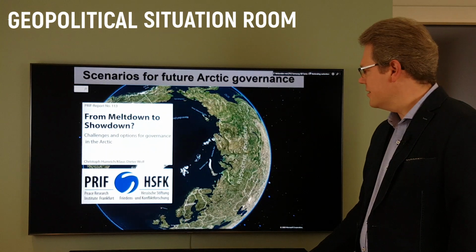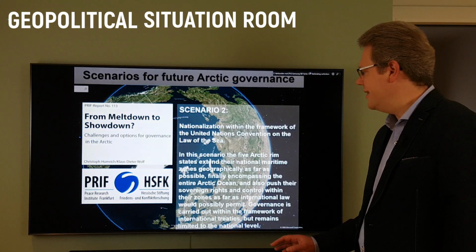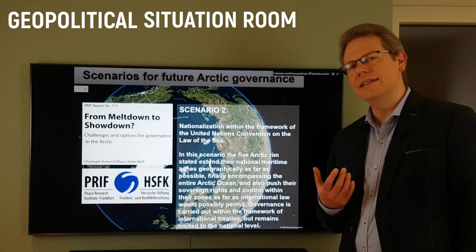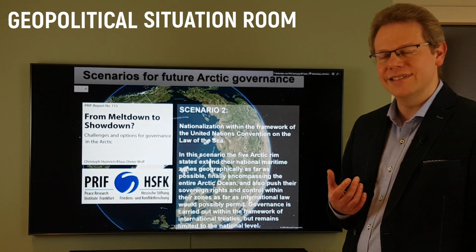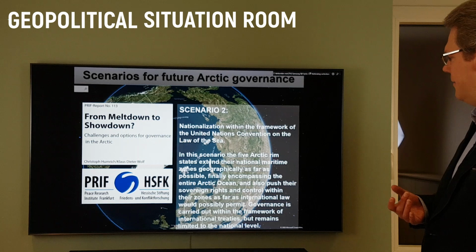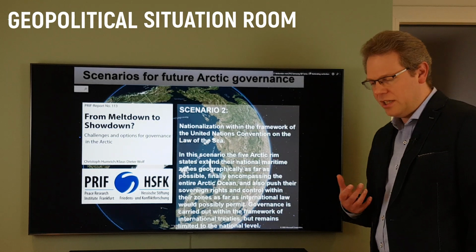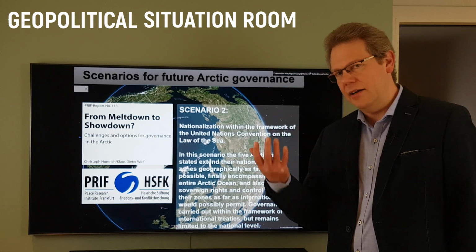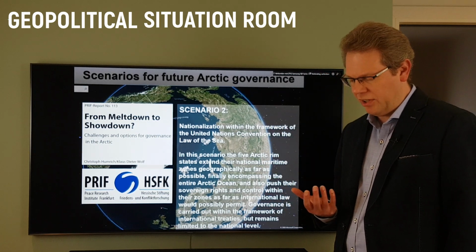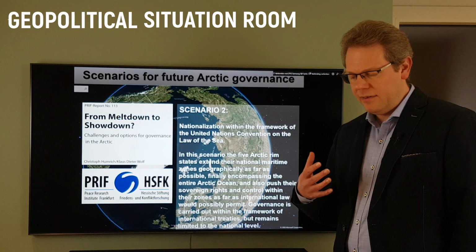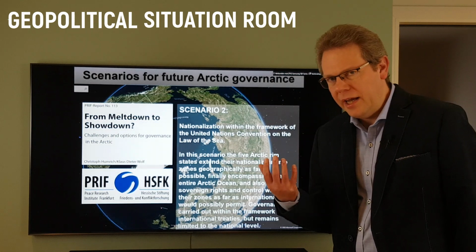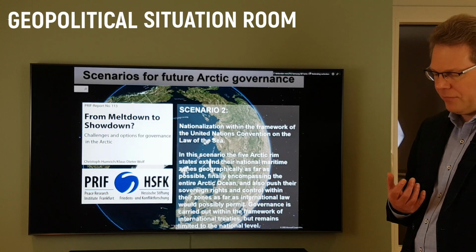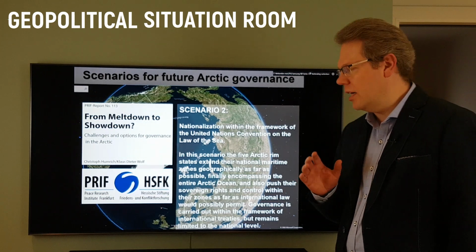There's a second scenario, nationalization, but then within the framework of the United Nations Convention on the Law of the Sea, the UNCLOS Treaty. And in this scenario, the Arctic states extend their maritime exclusive economic zones, but they cooperate within international law, if you will. But that cooperation is rather limited.